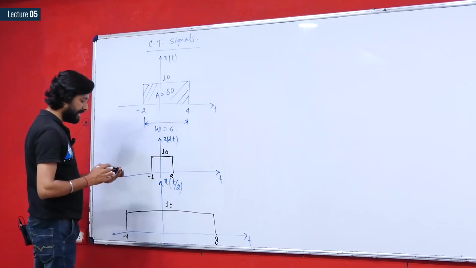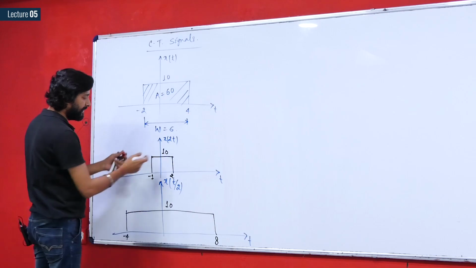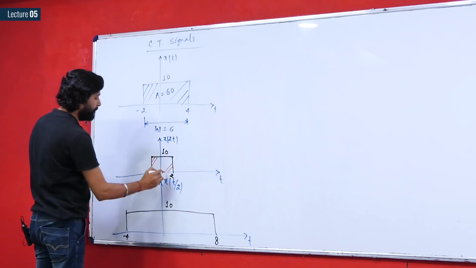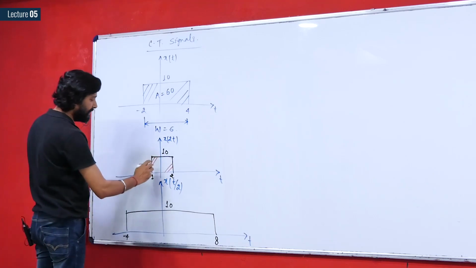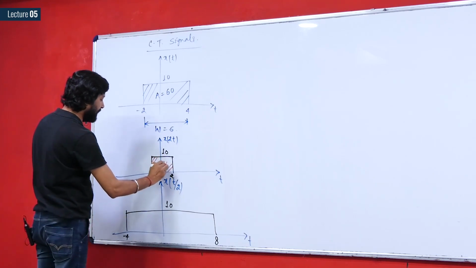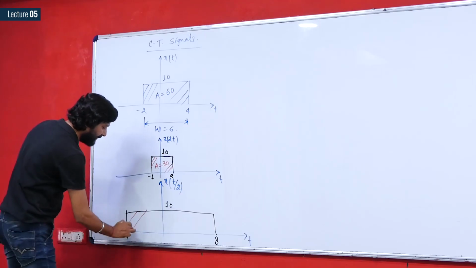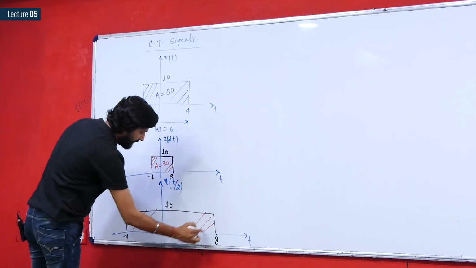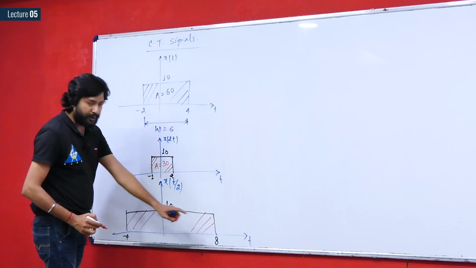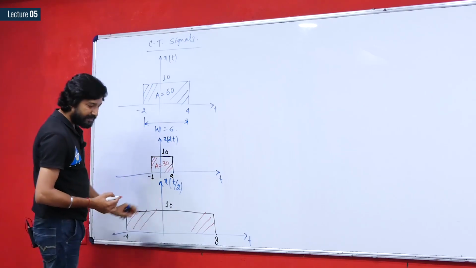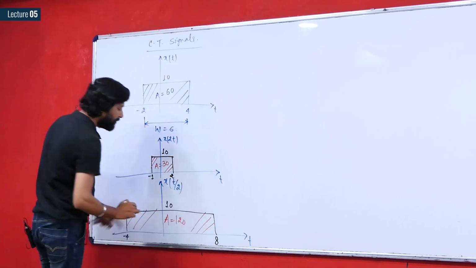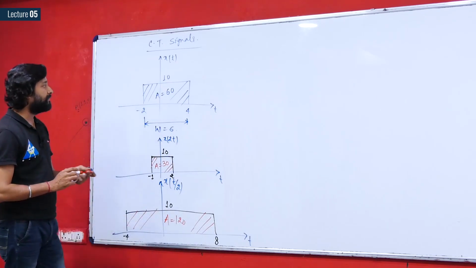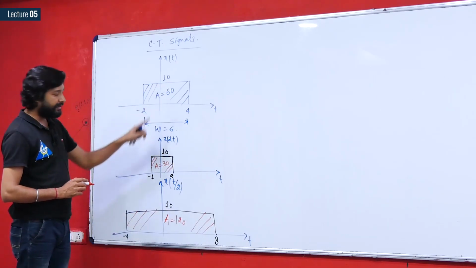Now if you see the areas, the area of the signal x of 2t is going to be width -1 to 2, that is width 3, and height 10. So the area is equal to 30. In this case, the area of this function, which is again a rectangle having width -4 to 8, that is 12, and height 10, therefore 10 into 12, the area of this signal is going to be 120.